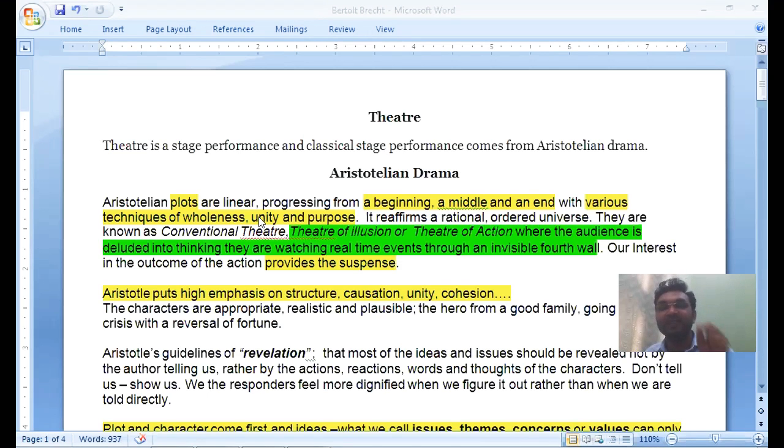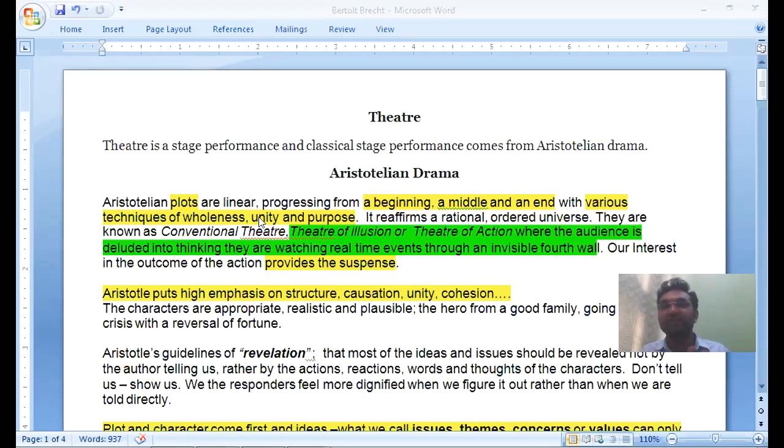In the plot, in the story, there is a beginning. The beginning leaves a suspense. The beginning creates a suspense. There must be something that happens in the story, something the audience has a desire to know about, what should happen. That kind of suspense is created by the beginning of the story, the beginning of the plot.